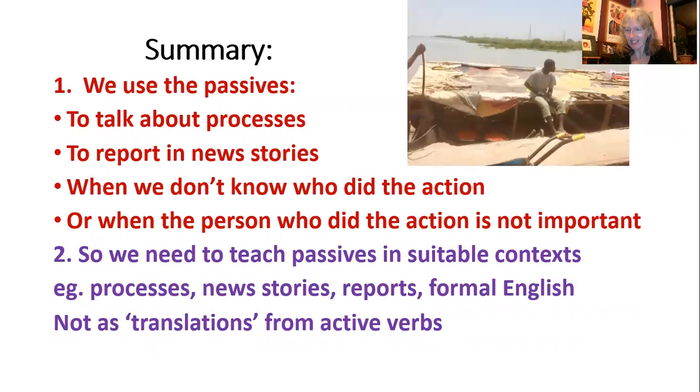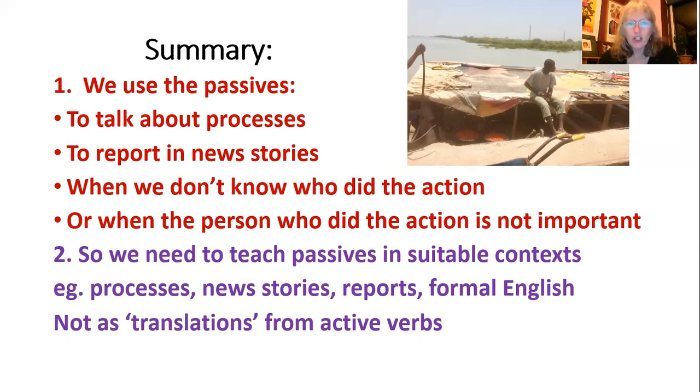Okay, so this is the end. And I've put a summary here. So we use passives mainly to talk about processes like the cashew nut harvest, or to report in news stories, and also scientific reports maybe, or when we don't know who did the action, or when the person who did the action is not important. So these are the contexts when we use the passives.